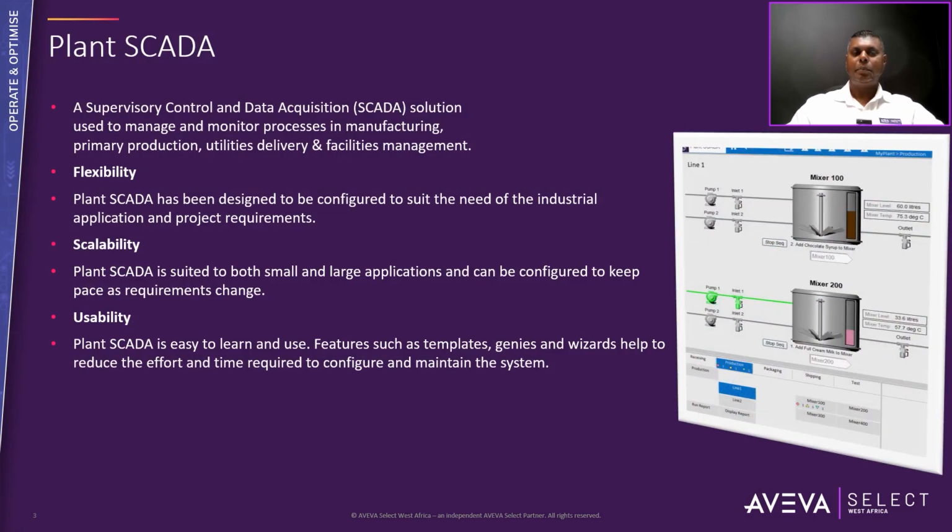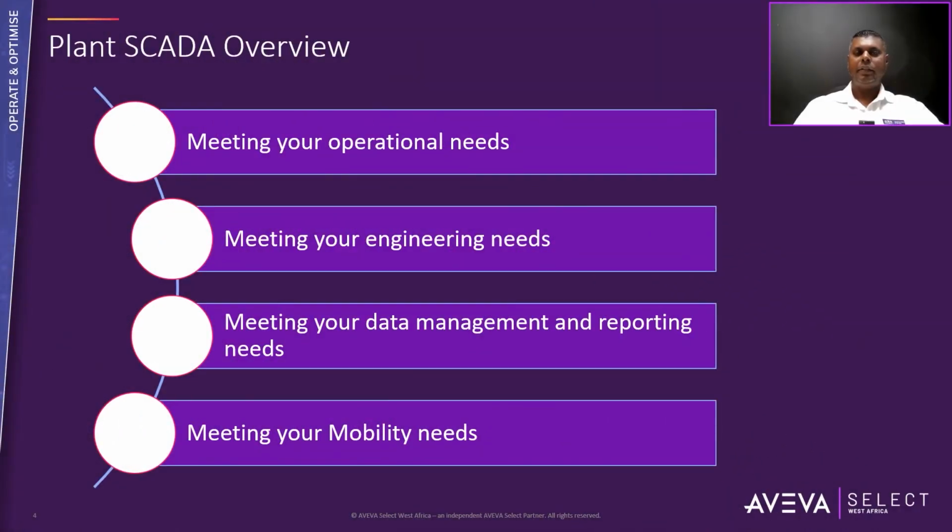Plant SCADA is a supervisory control and data acquisition SCADA solution used to manage and monitor processes in manufacturing, primary production, utilities delivery, and facilities management. Plant SCADA has been designed to be configured to suit the needs of industrial application and project requirements. Plant SCADA is suited to both small and large applications and can be configured to keep pace as requirements change. Plant SCADA is easy to learn and use. Features such as templates, genies, and wizards help to reduce the effort and time required to configure and maintain the system. On this slide and the next few slides, we look at some of the benefits of Plant SCADA.